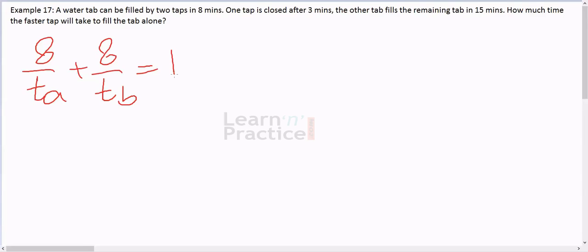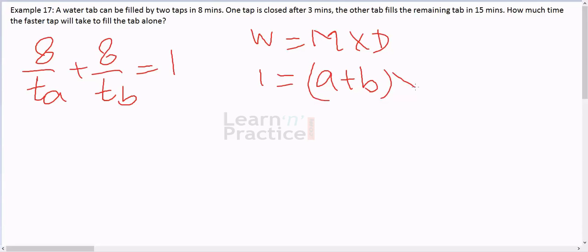Now here it is saying one tap is closed after 3 minutes, and the other tap fills the remaining tank in 15 minutes. Let's use the concept of work is equal to man into days here. So we know the formula is work is equal to man into days. Now here we can consider the taps as man, and days means these 3 and 15 minutes. So from the first sentence we can write that the work 1 was completed by tap A and B working together for 8 minutes.